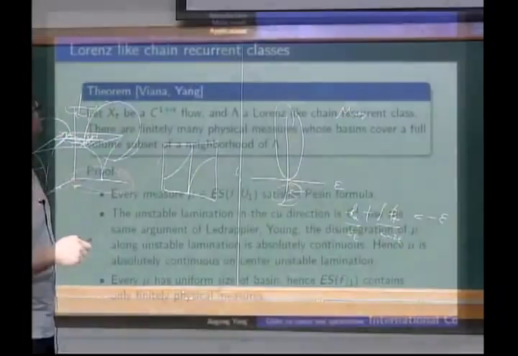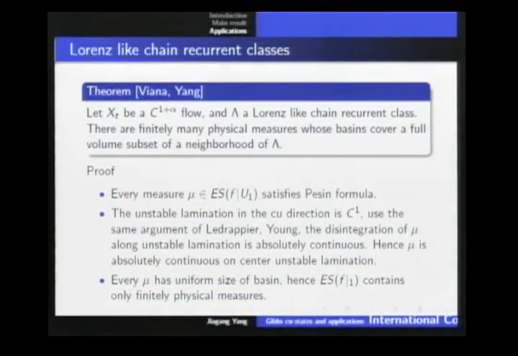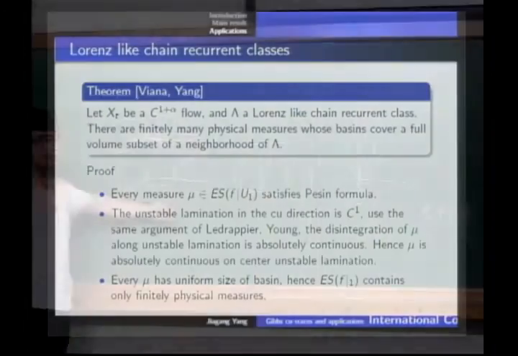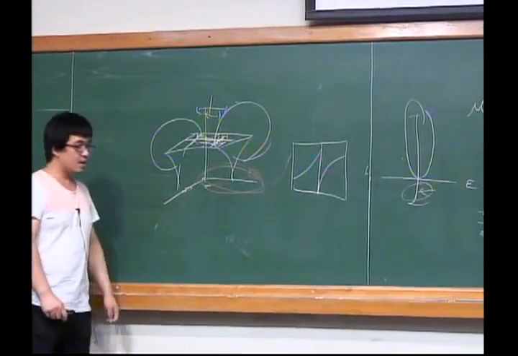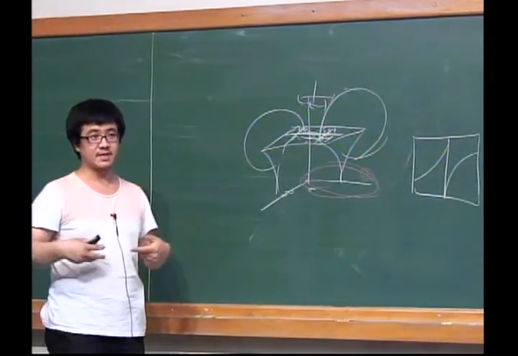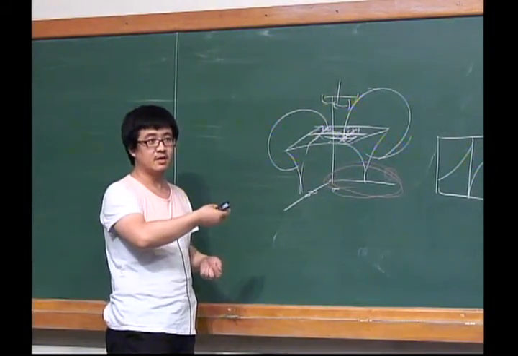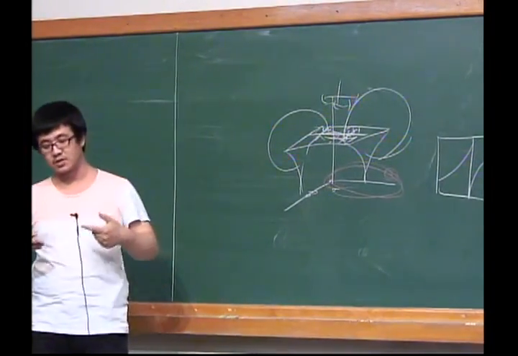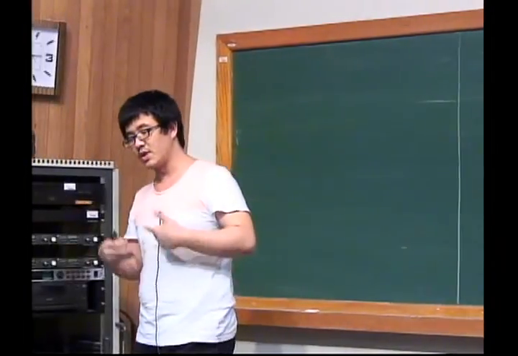And every measure in the CU Gibbs state has a uniform size of basin. So it contains only finitely many physical measures whose basins cover a full volume subset. If it's transitive, you have a unique one. In particular, if you consider the Lorentz-like attractor, the geometric Lorentz, a C1 generic Lorentz attractor, it admits a unique physical measure, by a similar generic argument.